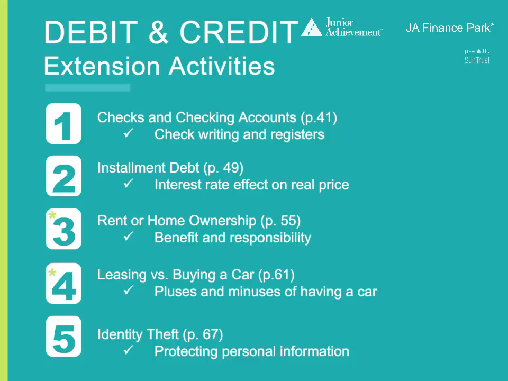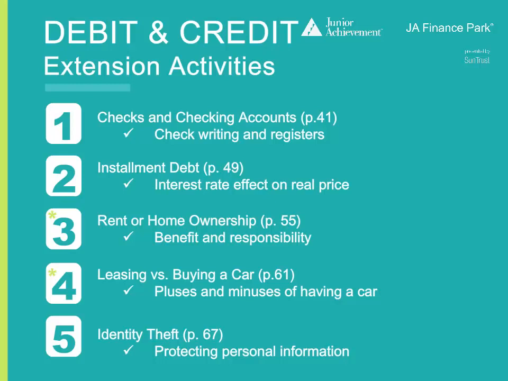Here are your extension activities for Unit 3, Debit and Credit. With Extension 1, students practice check writing and keeping a check register. In Extension 2, students learn about installment debt and how it can considerably affect what you pay on a purchase. In Extension 3, students learn the benefits and responsibilities that come with renting or owning a home. In Extension 4, students learn about the advantages and disadvantages of leasing or buying a car.